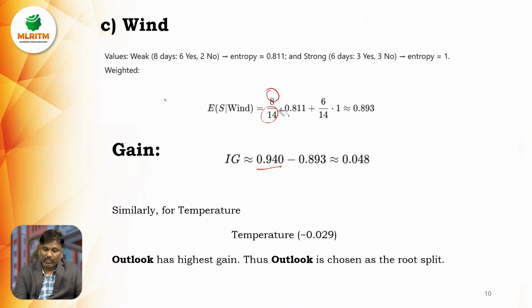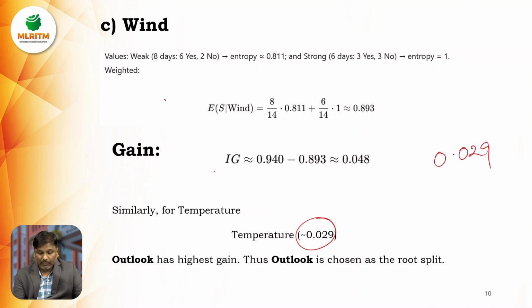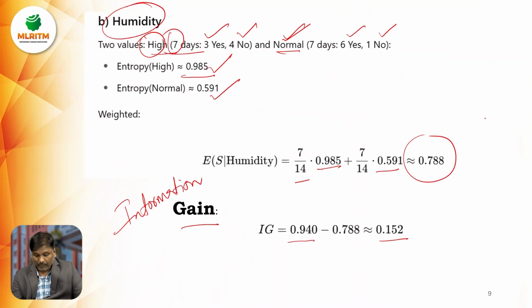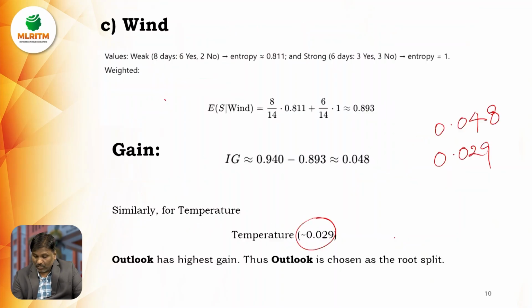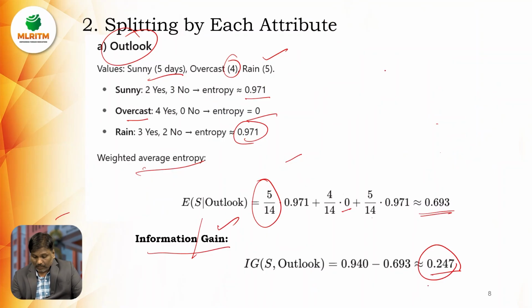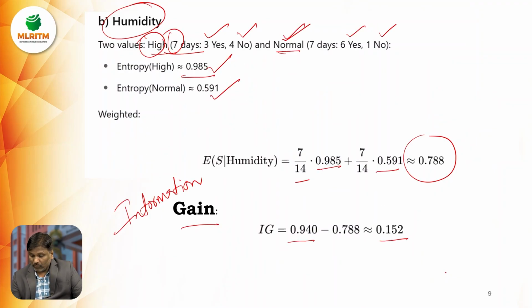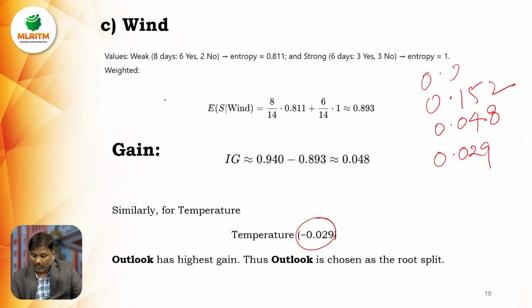Now guys, we compare the information gain for all 4 attributes. What is the value for the temperature? It is 0.029, for wind condition 0.048, and next humidity condition 0.152, and outlook condition 0.247. So we compare all the information gains of the different attributes.